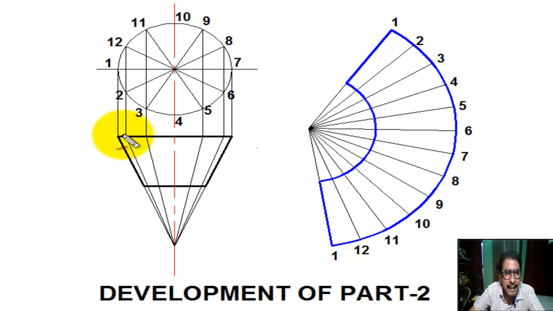Here, this generator and this generator are true length, and this generator, this generator, this generator, this generator and this generator are not true length. We draw a horizontal line up to these two generators. All these generator lengths are this length.